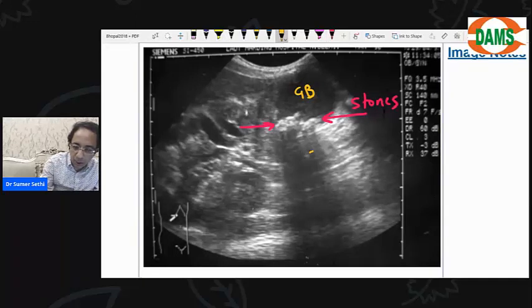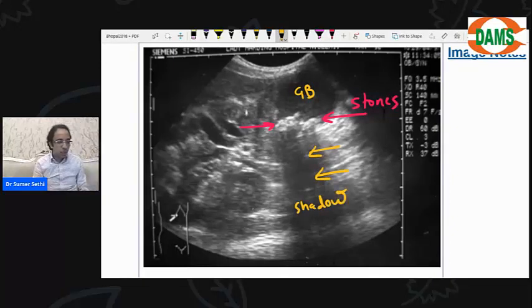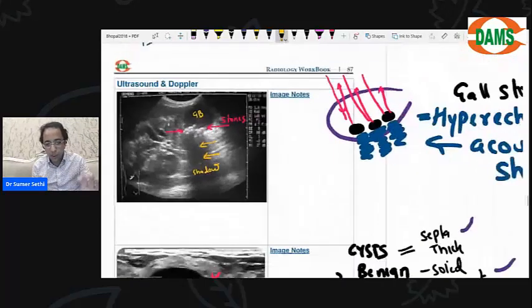Hyperechoic. But can you guess what is this dark area behind it? This is what is called as acoustic shadow. Everybody understands? Okay. Now let's see if you can answer.